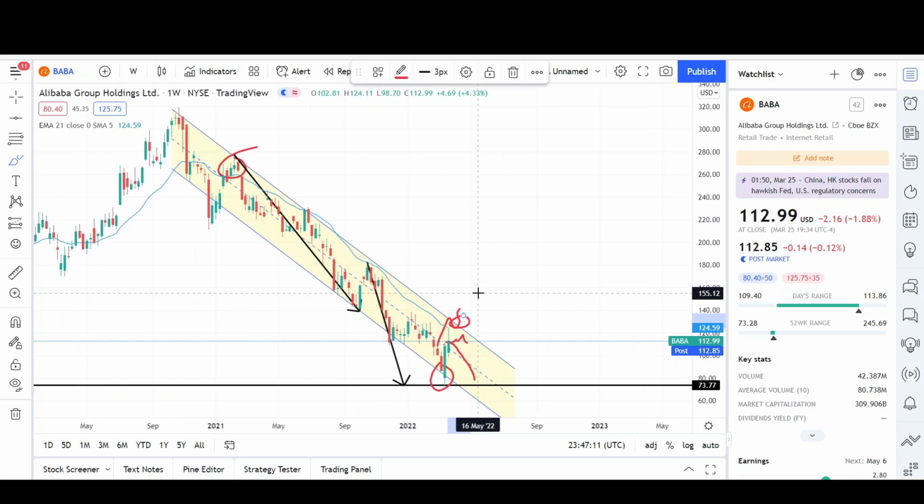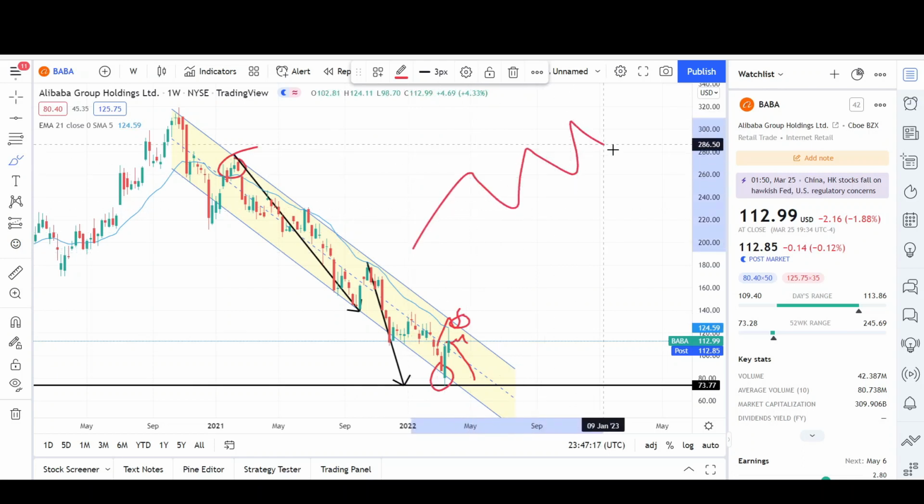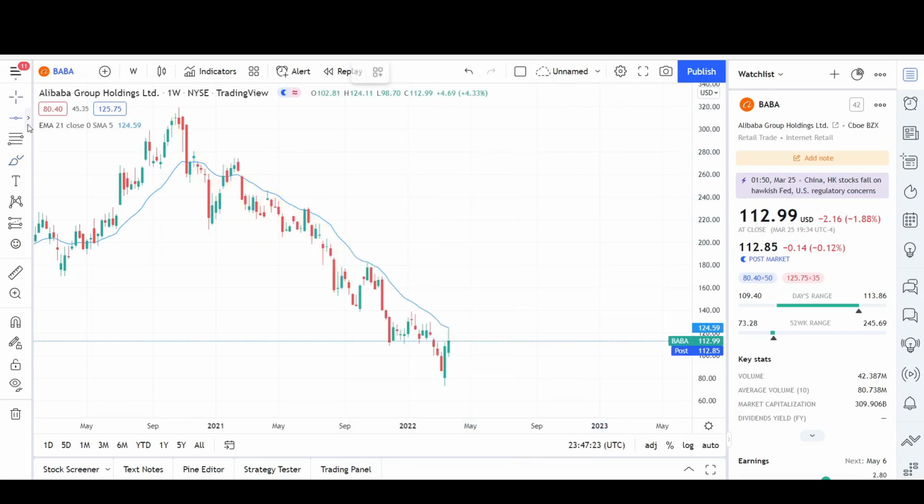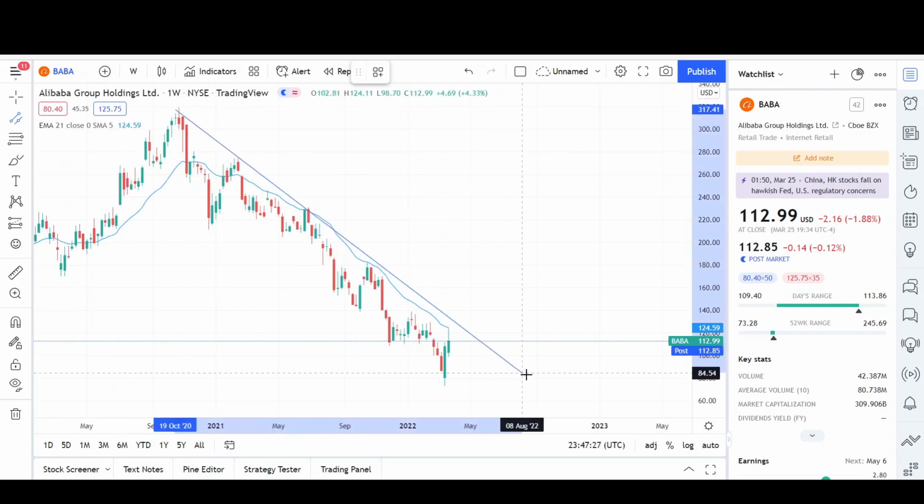Looks like we had a nice pullback in the market. It's not a full-blown uptrend yet. We're not making any higher highs or higher lows. So let me show you guys what I'm talking about. Right now, we're still inside of this downtrend channel.